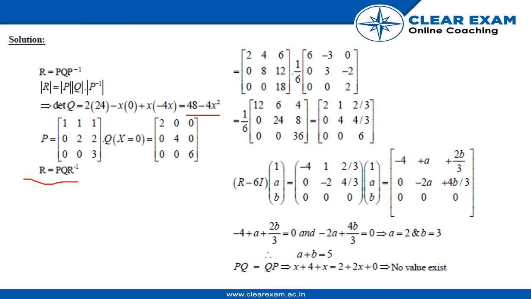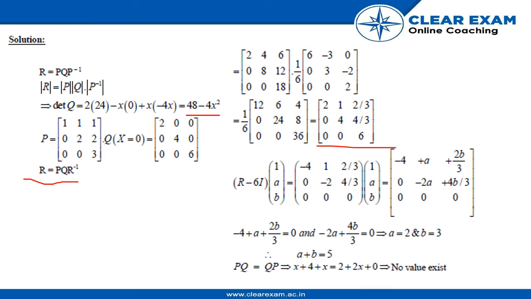[[24,6,0],[8,12,0],[0,0,18]] into 1 by 6 [[6,-3,0],[0,3,-2],[0,0,2]], which equals 1 by 6 [[12,6,4],[0,24,8],[0,0,36]], which equals [[2, ..., 2/3],[0, 4, 4/3],[0,0,6]].